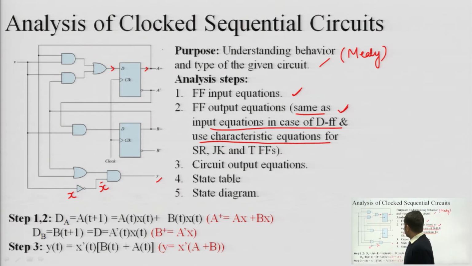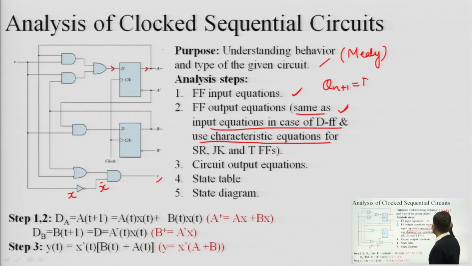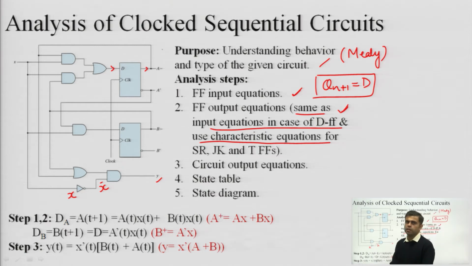Actually in this as well we have used the characteristic equation, but the characteristic equation of a D flip-flop is Qn plus 1 is equal to D. That means the output of the flip-flop is equal to the input. That's why there is no need to apply the characteristic equation. We can simply copy the values from the input side to the output side.